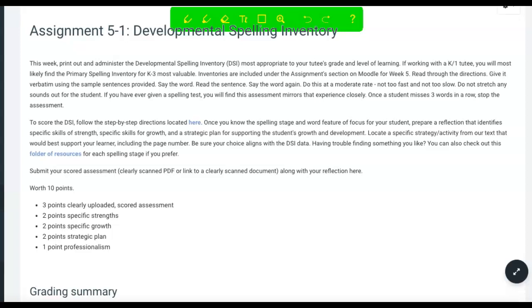When you administer it to your student, obviously there are step-by-step directions that you're going to follow. When a student misses 3 words in a row, you need to stop the assessment. If you have any questions about administering it or scoring it, please ask me.